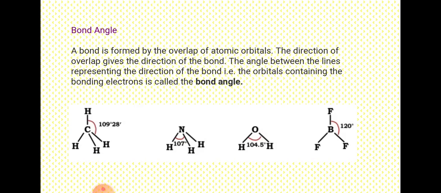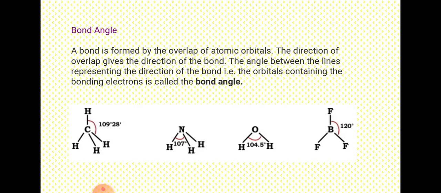Now let's see what is bond angle. A bond is formed by the overlap of atomic orbitals. This all you will study in this chapter. The direction of overlap gives the direction of the bond. The angle between the lines representing the direction of the bond, that is the orbitals containing the bonding electrons, is called the bond angle. Here few examples are given with the bond angles.